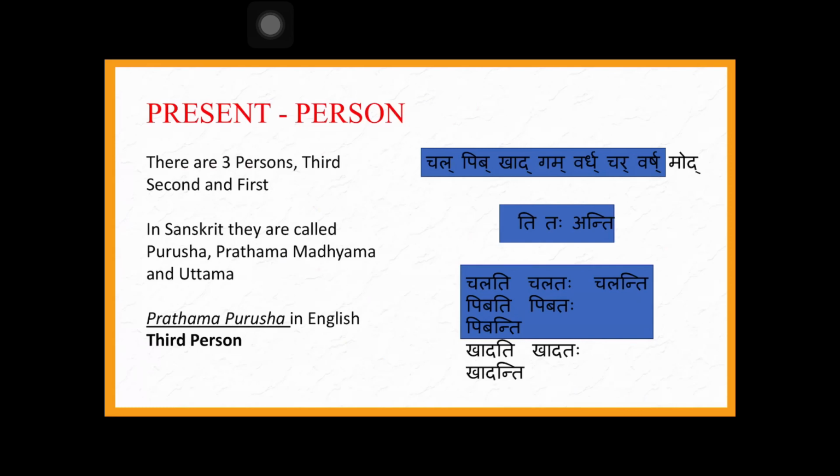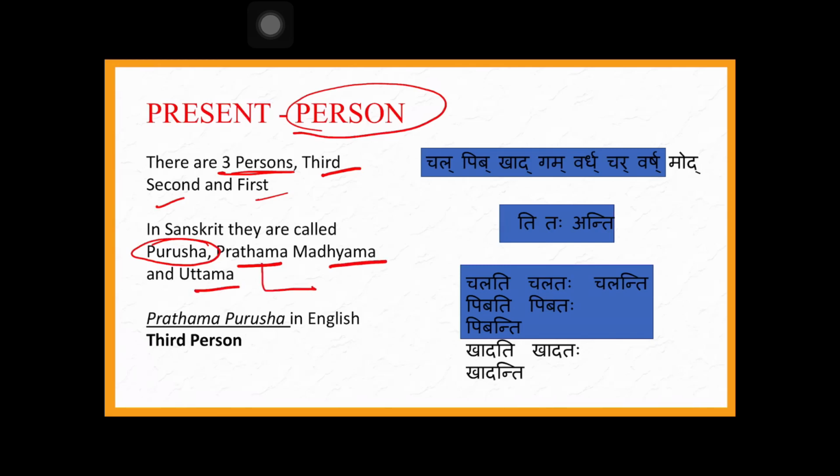Next will be present tense in the person. Yes, we know that one. There are three persons: third person, second person and first person. We'll see the differences. In Sanskrit they are called purushas. This person is called purusha in Sanskrit. Prathama purusha, madhyama purusha and uttama purusha. Prathama purusha means third person. Madhyama purusha means second person. Uttama purusha means first person.